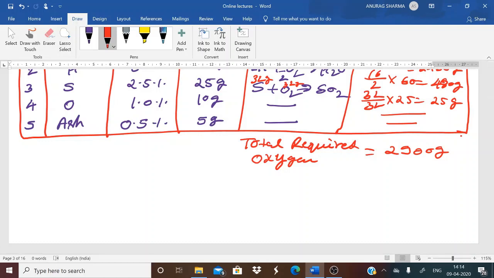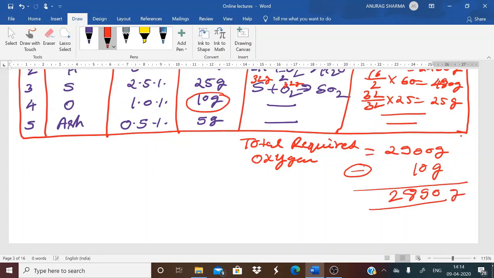We already know that in the given fuel there is 10 gram of oxygen. So this is the required amount of oxygen, but this is not the net required oxygen. So since you already have 10 gram of oxygen, we will subtract this value and the net oxygen will be done. This is the net value of oxygen.